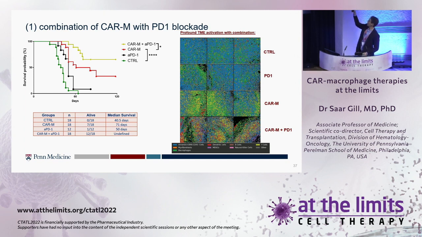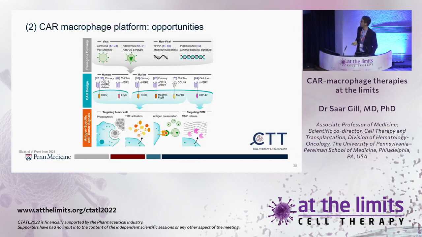We have our control macrophages, we have just PD-1 in this non-PD-1 responsive tumor, we have CAR macrophages, and we have CAR macrophages combined with PD-1. This multicolor staining shows that, of course, we have our stroma and our epithelial cells, but we have an influx of T cells, dendritic cells, and natural killer cells when we combine CAR macrophages with PD-1 inhibition. The second to last slide shows the potential platform of CAR macrophages.